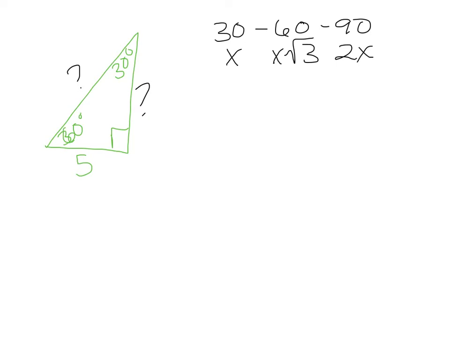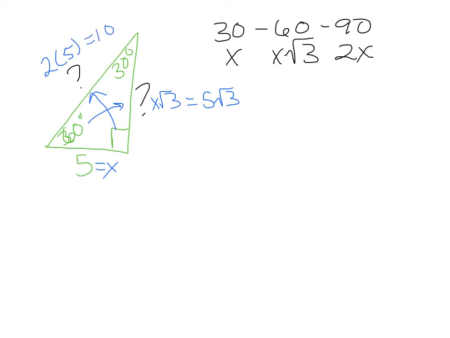Okay, so the way you do this, and this one is just a little bit more computationally difficult than the 45, 45, 90, is you say, okay, what side do I have? 5. That's across from 30. So 5 is equal to x. This side is x root 3 because it's across from the 60, so it's 5 root 3. This side's across from the 90, so it's 2x, so it's 2 times 5, which is 10.